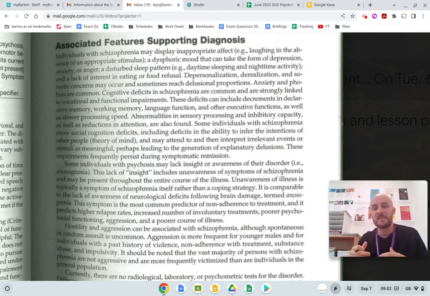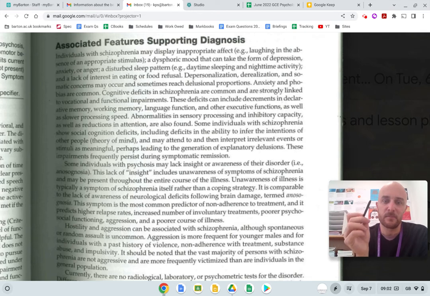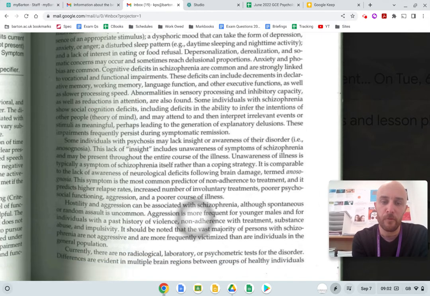Depersonalization is basically what we know as the out-of-body experience, when people feel like they come out of their body and they can see themselves in real life. Now, you can have that and not have schizophrenia. In fact, if you have that, chances are you don't have schizophrenia, but you also do get it in schizophrenia as well. Anxiety and phobias are common. Cognitive deficits are common. Strong links. So look, it goes a lot deeper than those five basic symptoms. Abnormalities in sensory processing, as well as reductions in attention, and so on and so forth.